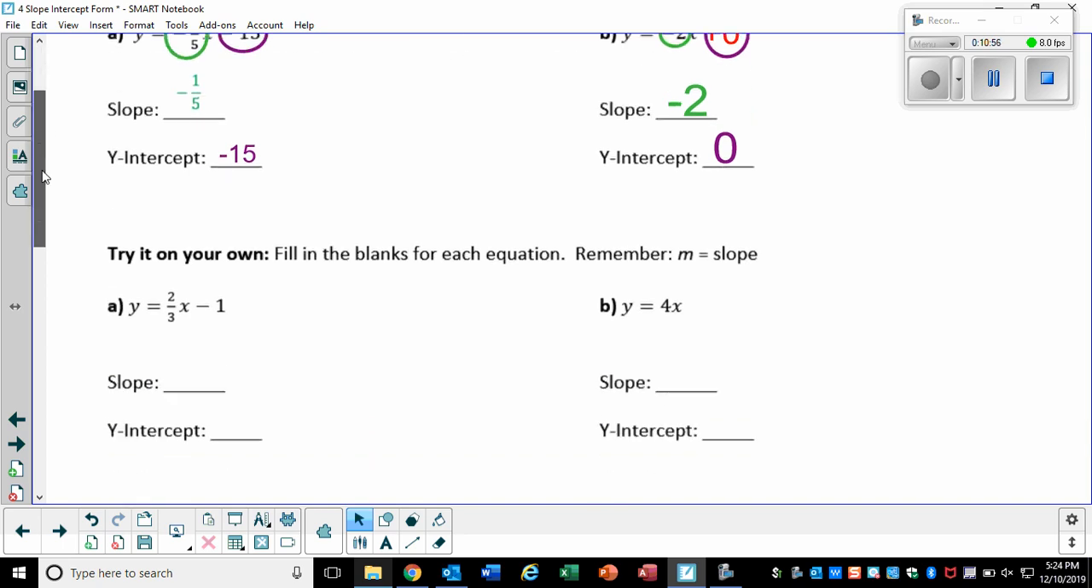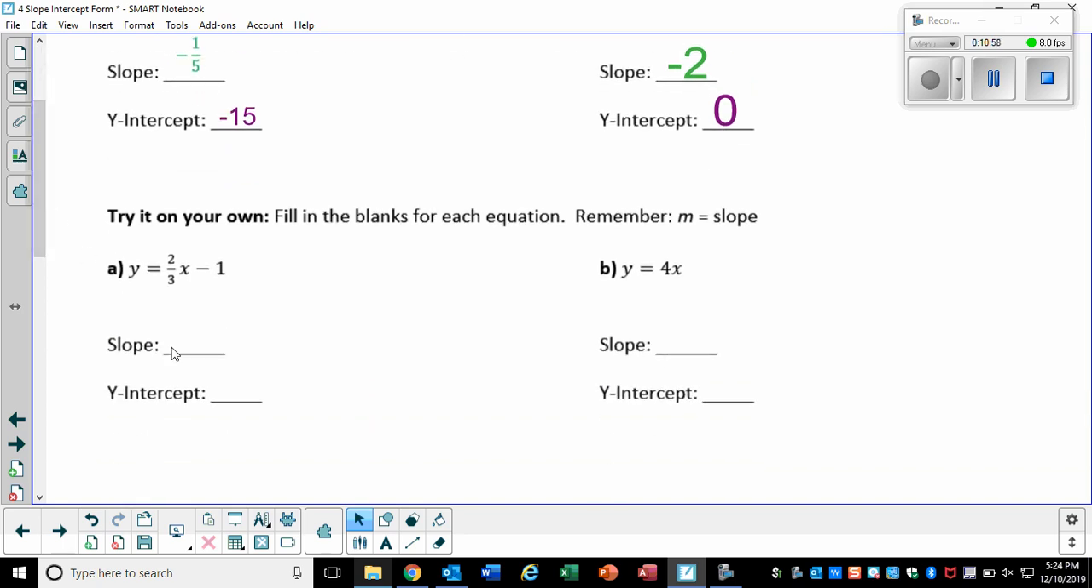Okay? And finally, you guys are going to try to find the slope and the y-intercept from the following equations. Okay? If you have any questions, please write them down. We will go over them next class.